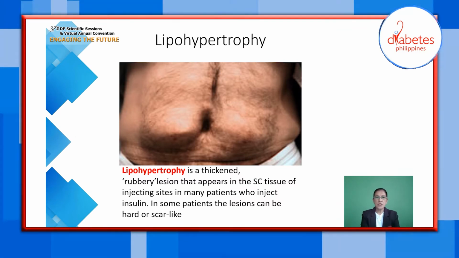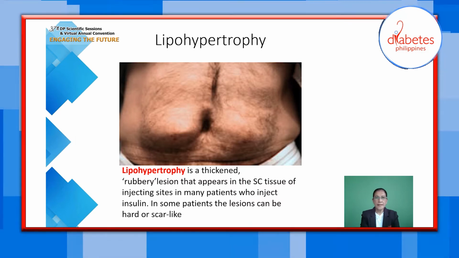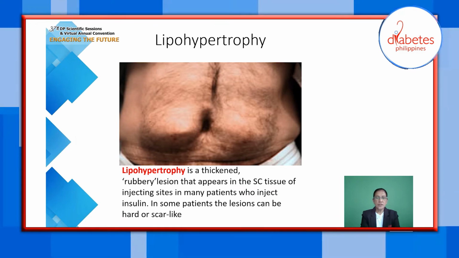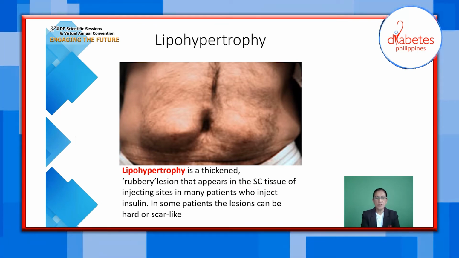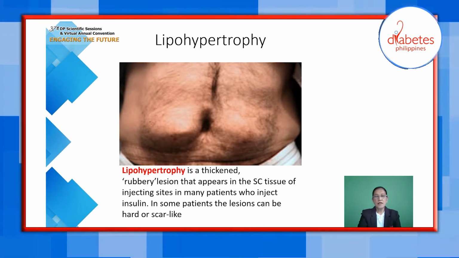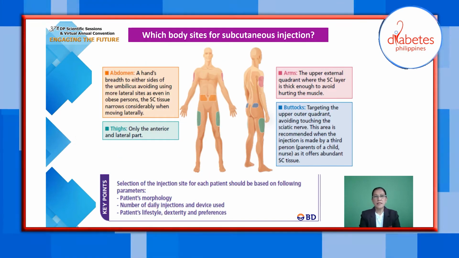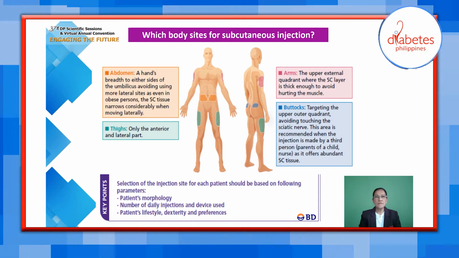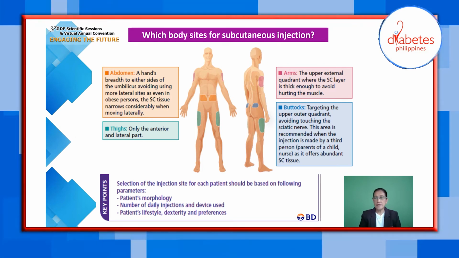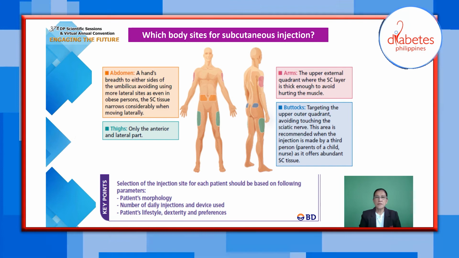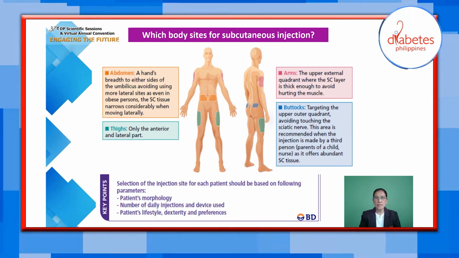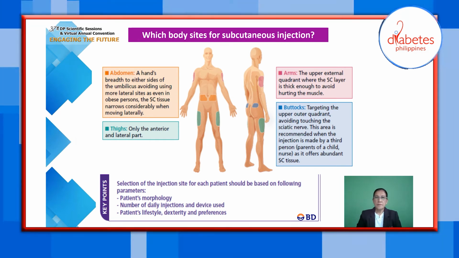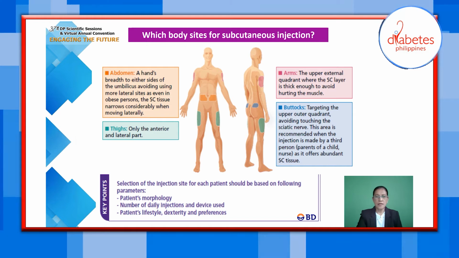Patients should be taught how to palpate the area so that they will know exactly if they are going to use that particular site for injection or not. We are recommending different areas to be used. For self-injection, you can use the abdomen and the thigh. But if the patient is to use the arm and the buttocks, it is recommended that a third person be the one to inject in that particular site.